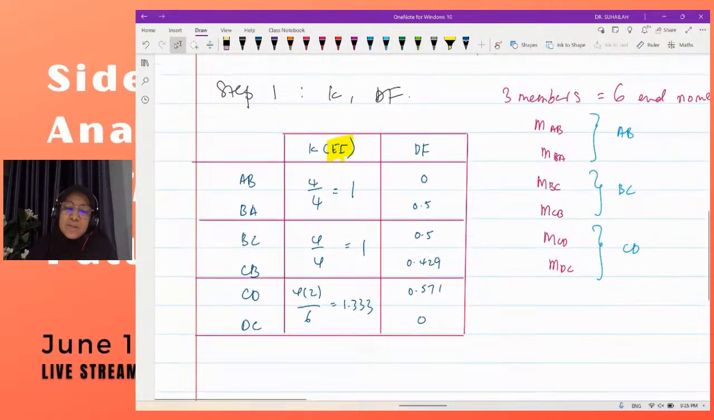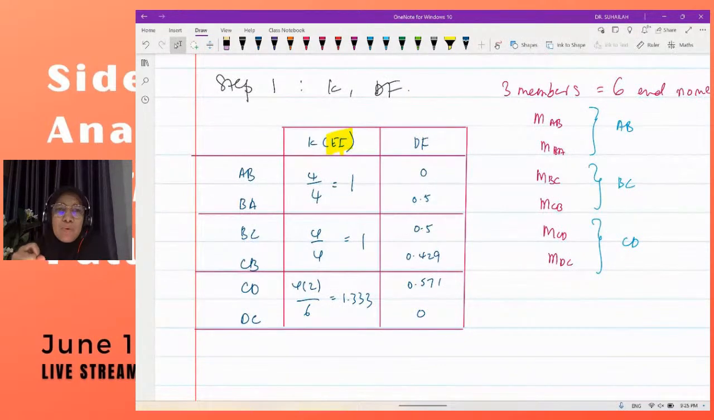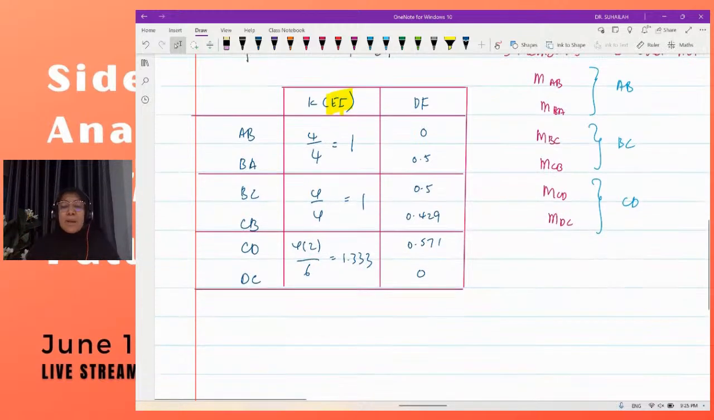Okay, so this is step number 1. In step number 1, we calculate K and distribution factor. This distribution factor will be used in both step 2 and step 3. Step 2 is non-sway frame analysis, and step 3 is side sway frame analysis.